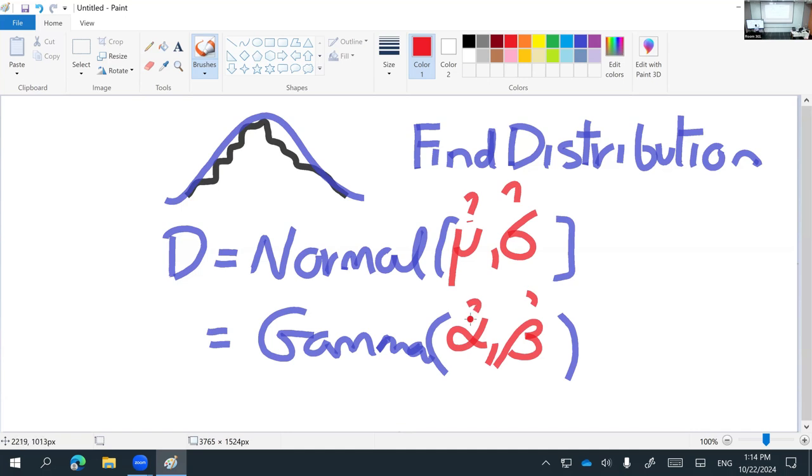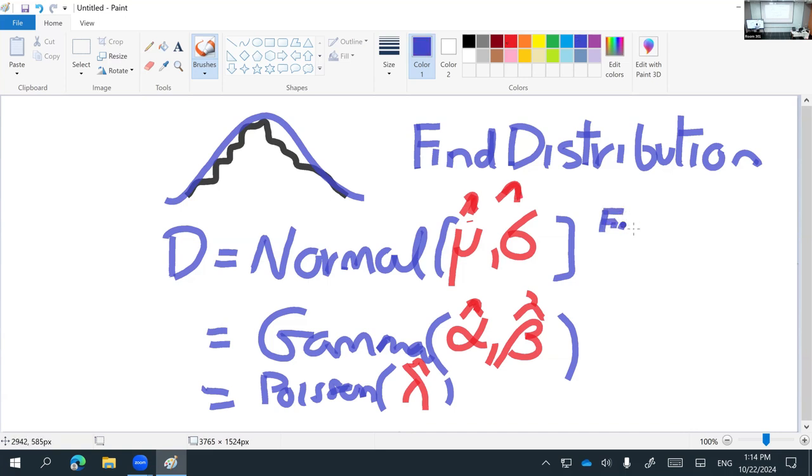And if you have, let's say, Poisson, then the name of your parameter is this. And then you have to use the data to estimate this, estimate this, estimate that. Right? So in Mathematica, you also have that. It's something like FindDistributionParameters or something like that.